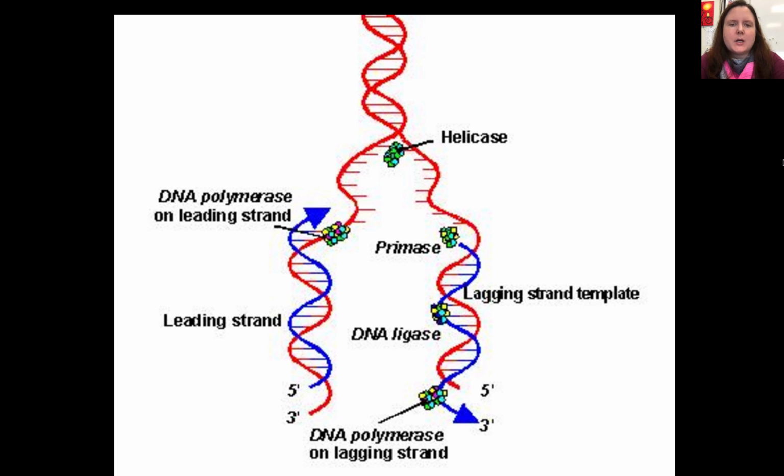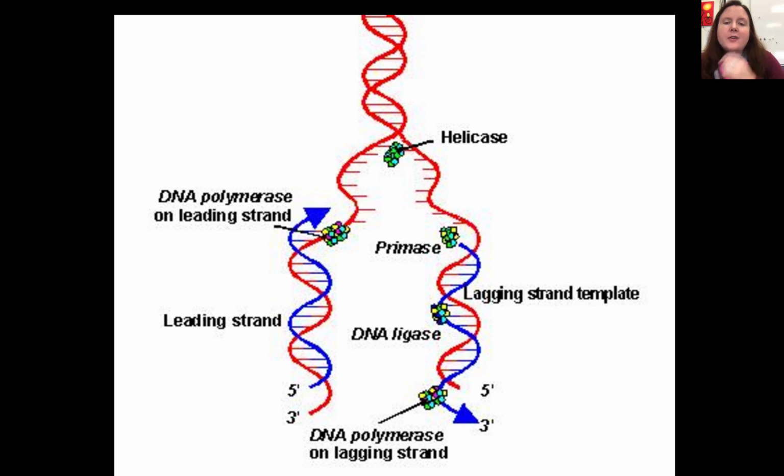Here is a diagram of DNA replication taking place. The red strand of DNA is the original strand of DNA. And you can see that helicase is an enzyme that's moving its way upwards, and it's breaking apart the bonds between the bases, and it's basically separating the strands. It's making them into more of a ladder shape.